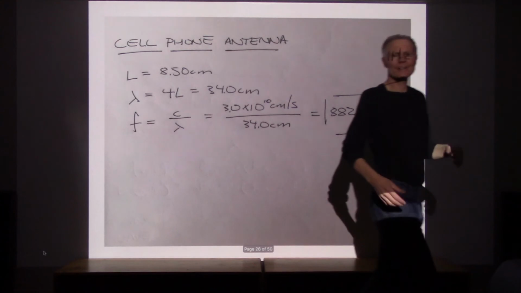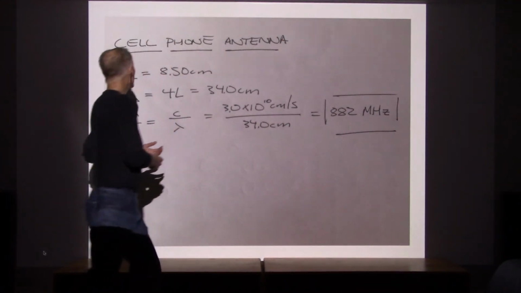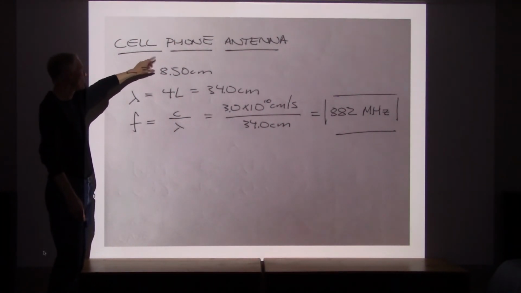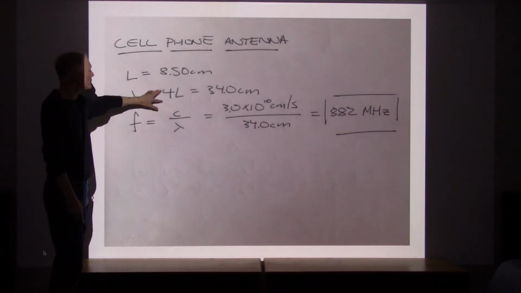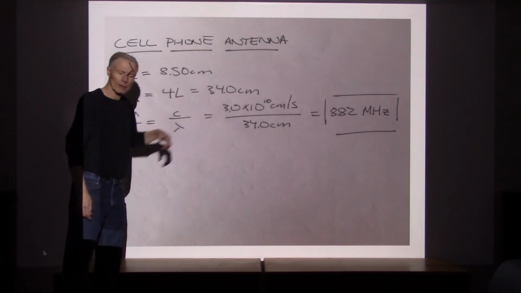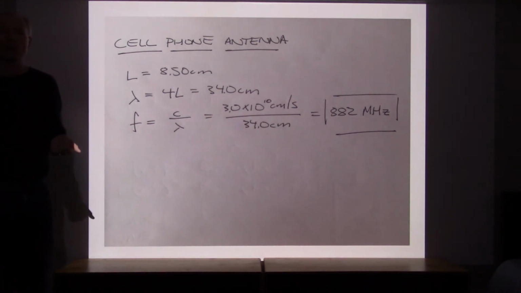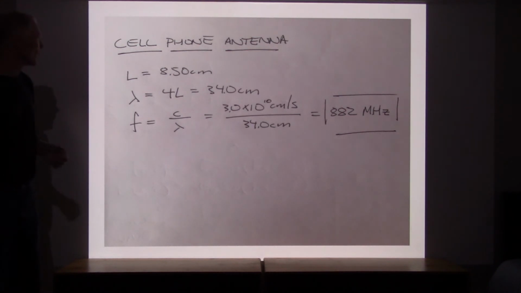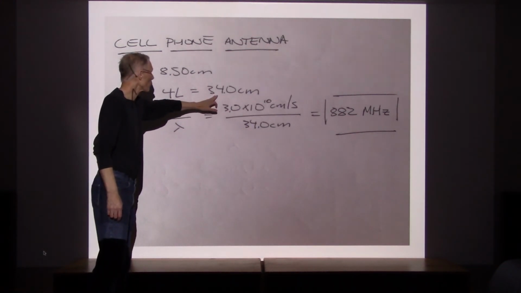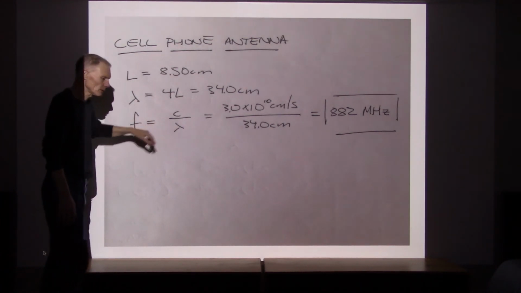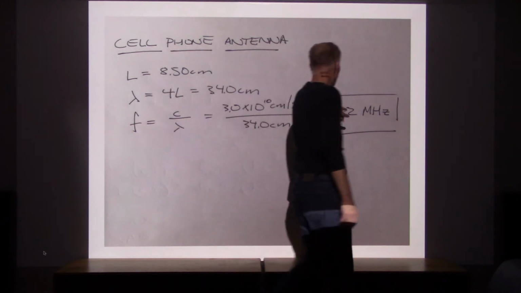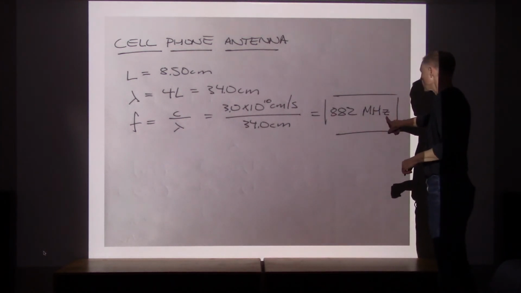And from that, they're saying, let's estimate what the frequency would be. Well, if the cell phone antenna has a length of 8.50 centimeters, and the wavelength is expected to be 4 times that, that would mean that the wavelength of the microwave signal that the cell phones are using would be expected to be 34 centimeters, and that says that the frequency then would be c over lambda, and I ended up with 882 megahertz.